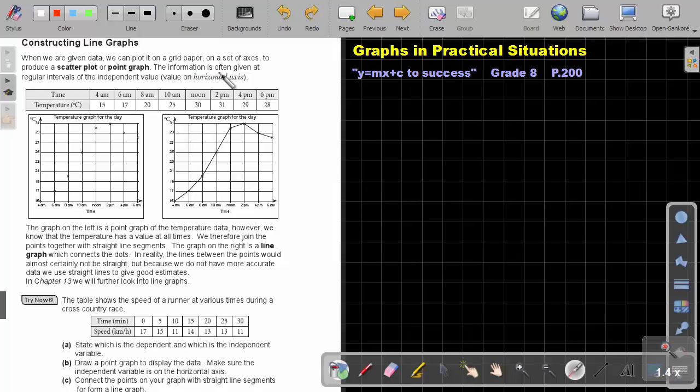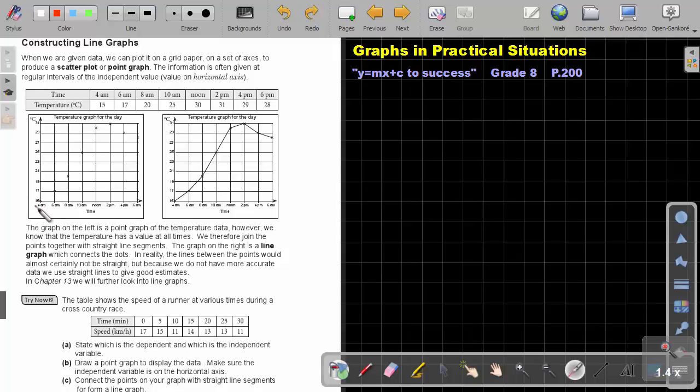The information is often given at regular intervals of the independent value, the value on the horizontal axis. So this is the independent and this is the dependent value. Here they give you time of the day and here they give you the temperature. So basically we put the time on the x-axis and the temperature on the y-axis. And we just plot the points.